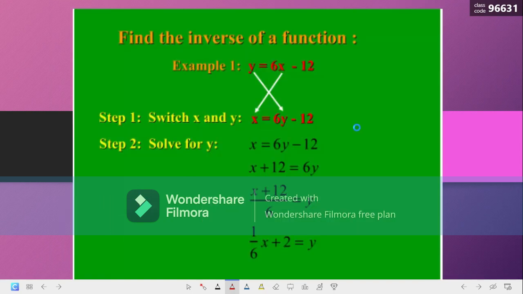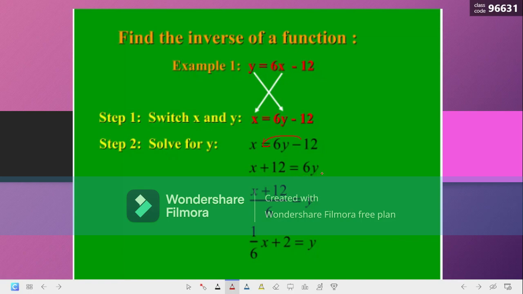Okay, let's continue. Find the inverse of a function. Example: y = 6x - 12. By the way, y is the same as f(x). Switch x and y: y becomes x, and x becomes y. So we have x = 6y - 12. Then the next step is to solve for y. We transpose 12 to the other side, and it becomes positive. So we have x + 12 = 6y.